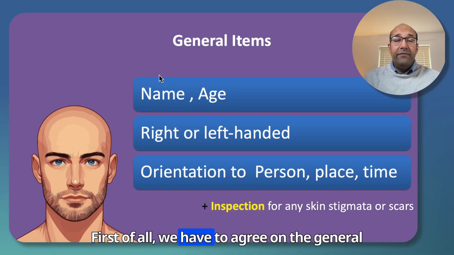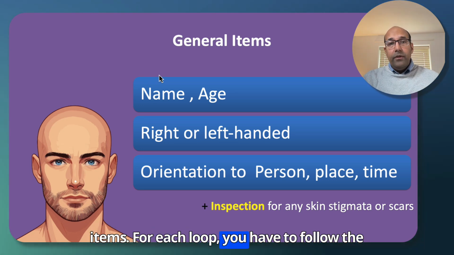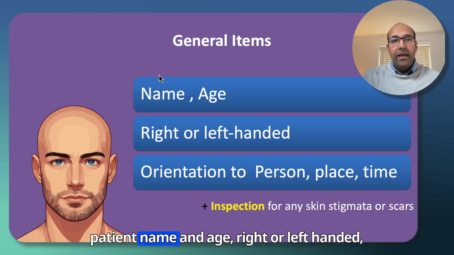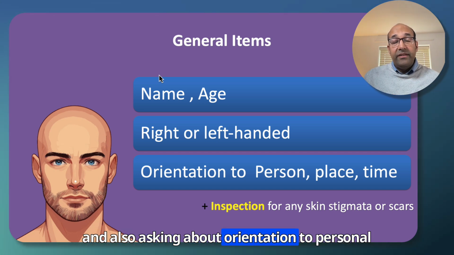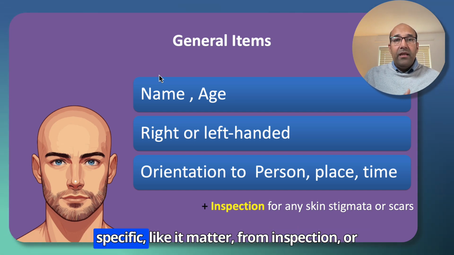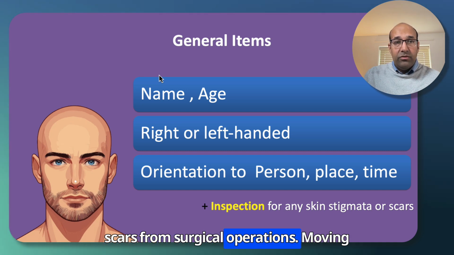First of all, we have to agree on the general items. For each lobe, you have to follow the general items, which is asking about the patient name and age, right or left-handed, and also asking about orientation to person, place and time, and then you add something specific like inspection for scars from surgical operations.